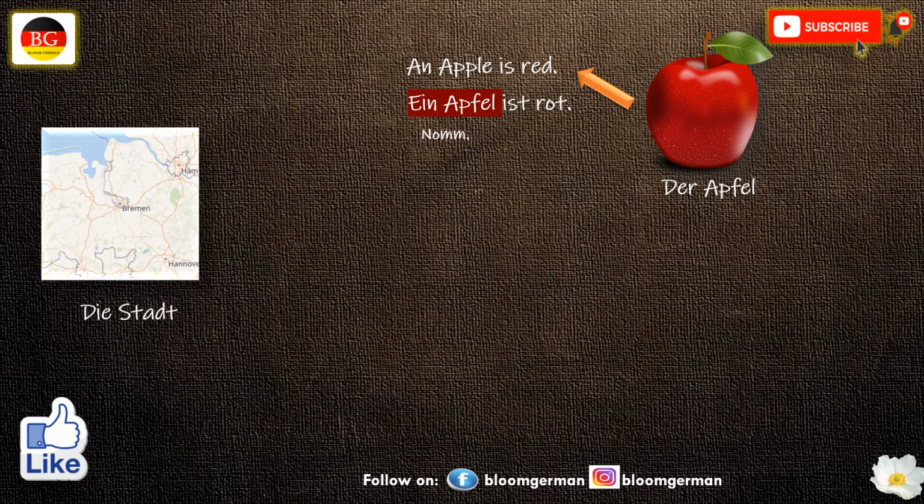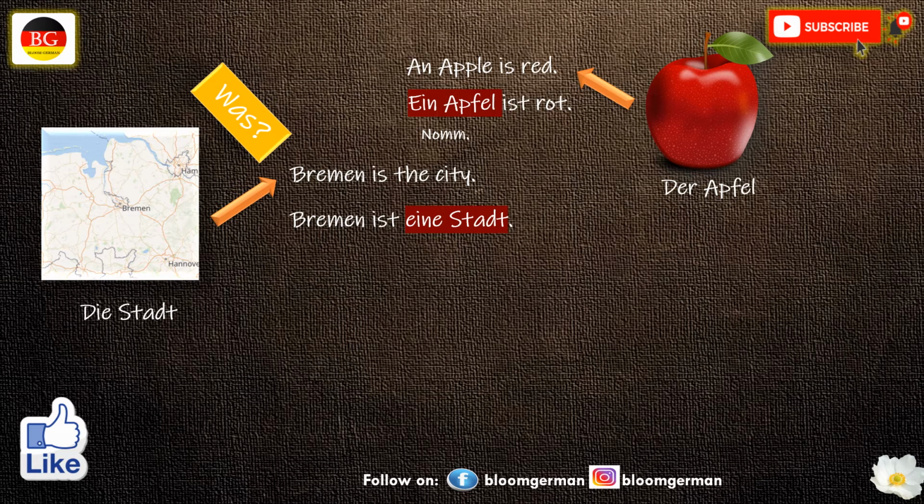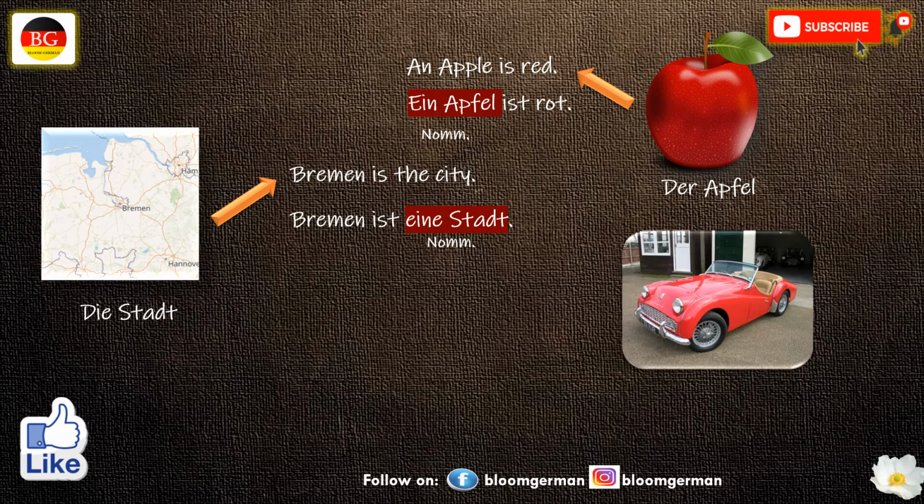Another example, the start. This is a map of a city. I want to make a sentence. Bremen is a city. How can we make it? Bremen ist eine Stadt. Eine here represents the unbestimmter article for the feminine gender. Now what is a city? Bremen. Bremen is what? Bremen is a city. So, eine Stadt is a nominative sentence.